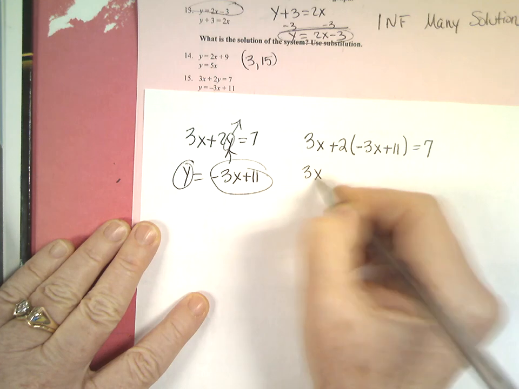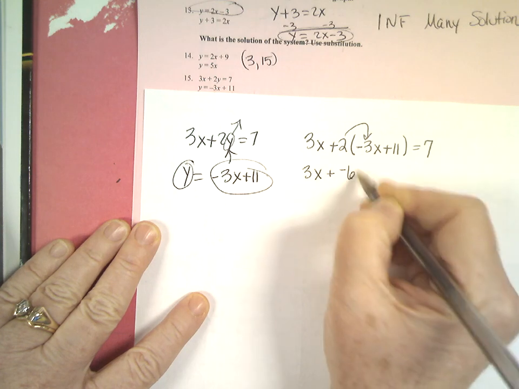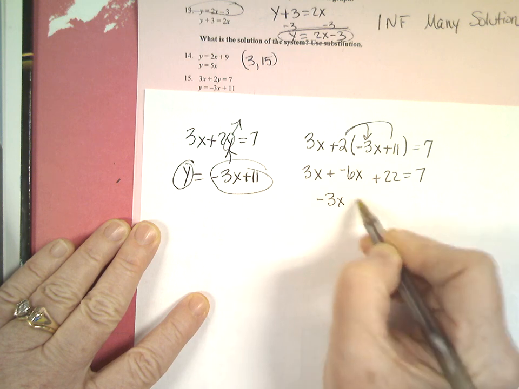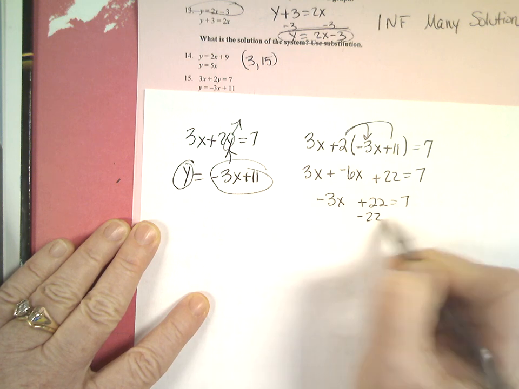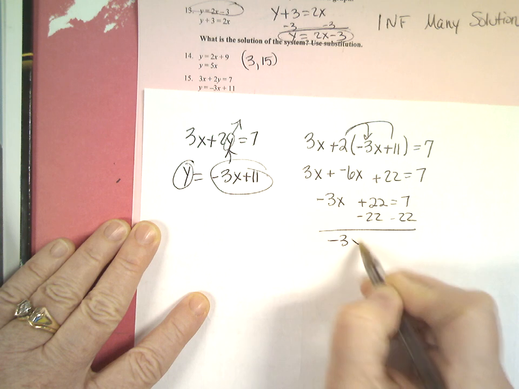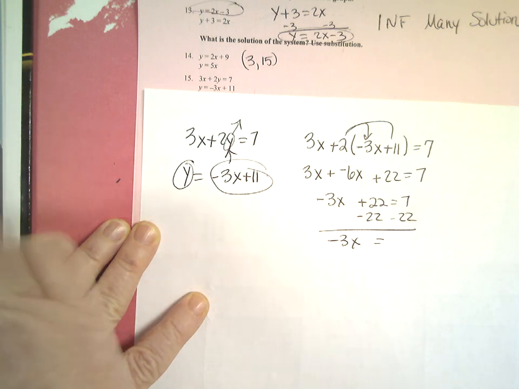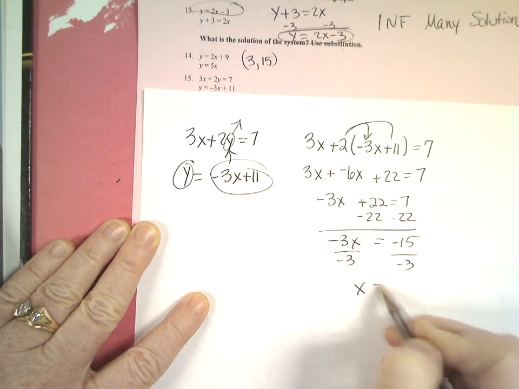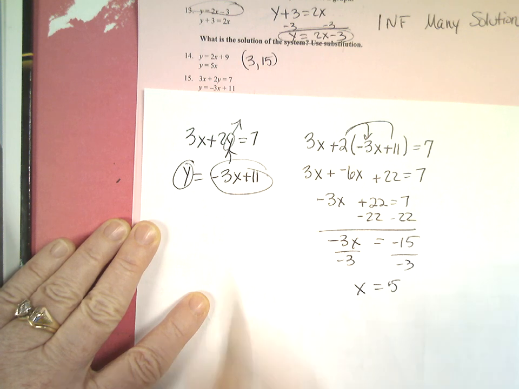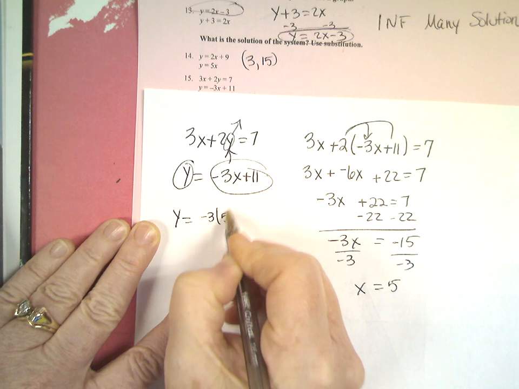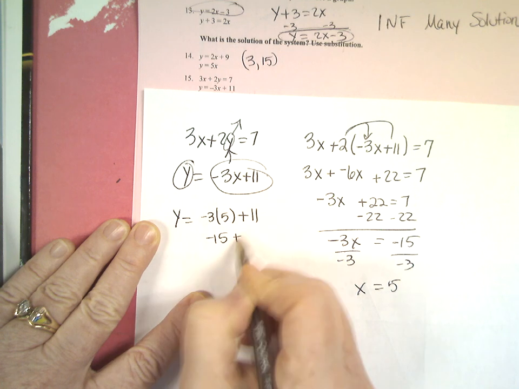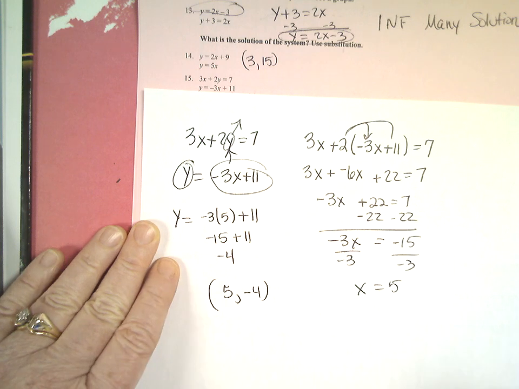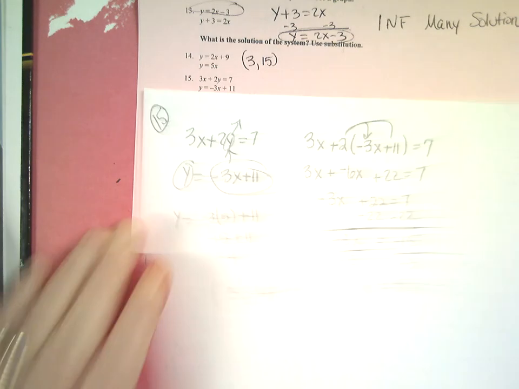Distribute. This is going to be negative 3x plus 22 is 7. Subtract 22. Negative 3x equals negative 15. Divide by negative 3. X is 5. If x is 5, y equals negative 3 times 5 plus 11. Negative 15 plus 11 is negative 4. So 5, negative 4 is my answer for 15.